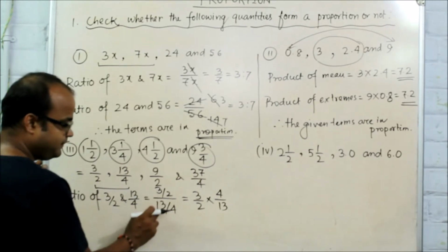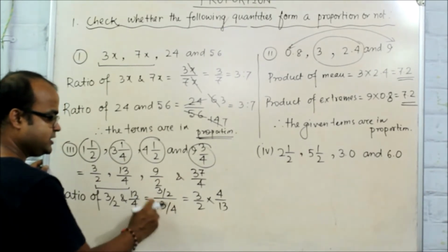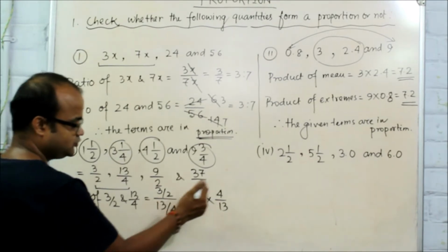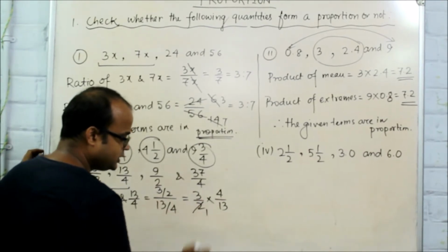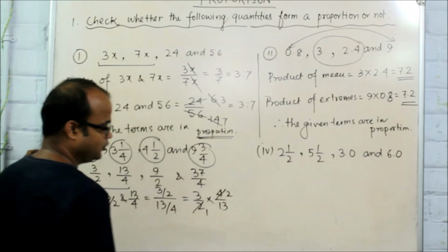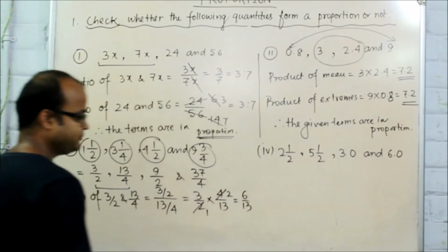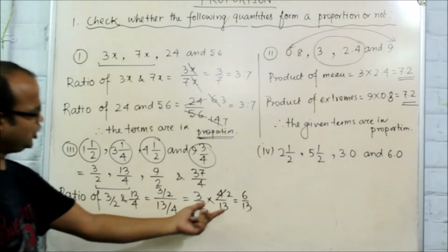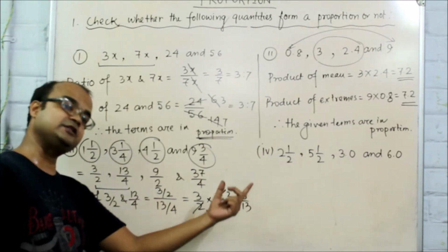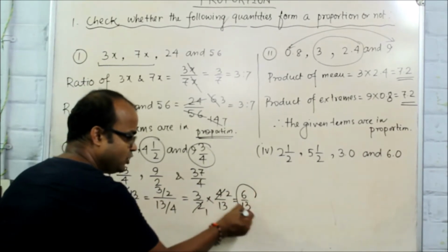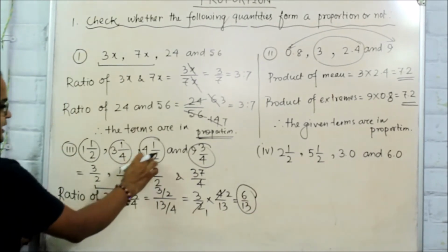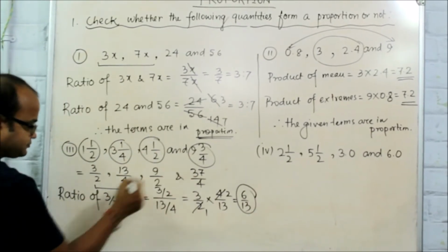Clear? 1 by 13 by 4. That means it is a reciprocal of 13 by 4. So it is 4 by 13. 2 1 ja 2, 2 2 ja 4, 3 2 ja 6 by 13. That means ratio is 6:13. Or you can leave it here also, because ratio also written in this form also. Now find out the ratio of these two.